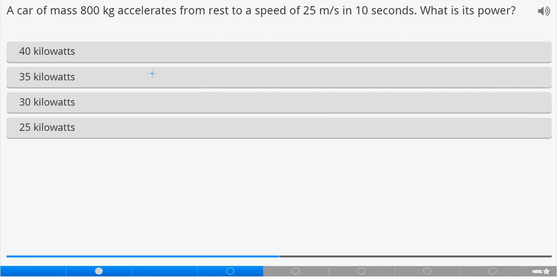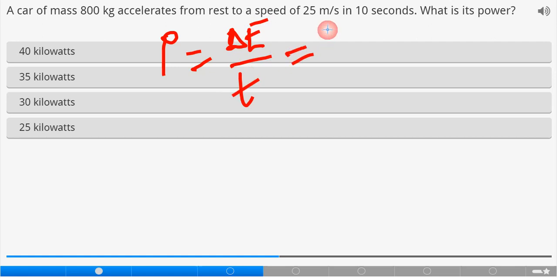A car of mass 800 kg accelerates from rest to a speed of 25 meters per second in 10 seconds. What is its power? You already know that power is equal to what? Energy dissipated per unit time. And energy also is related to work. Work divided by time is equivalent to power. So let's take the known and then know where our unknown lies. That is, we are going to calculate power.